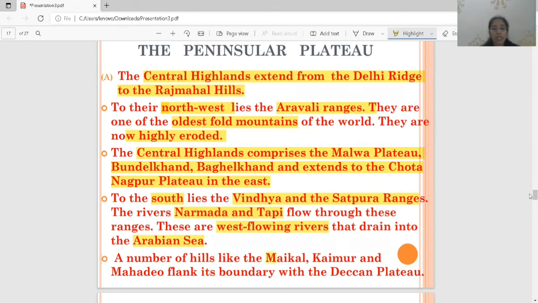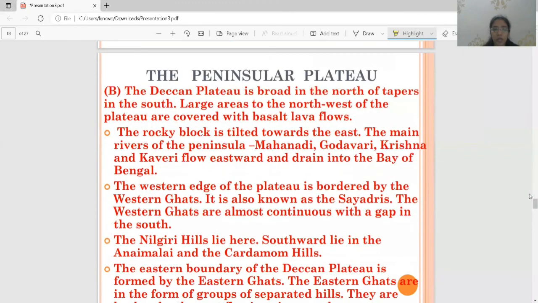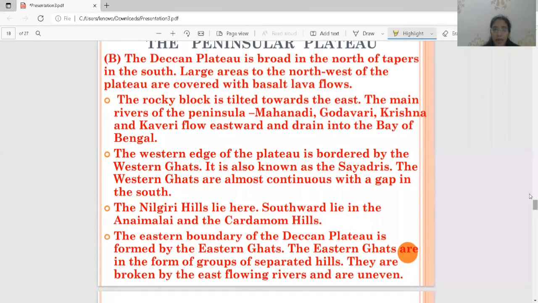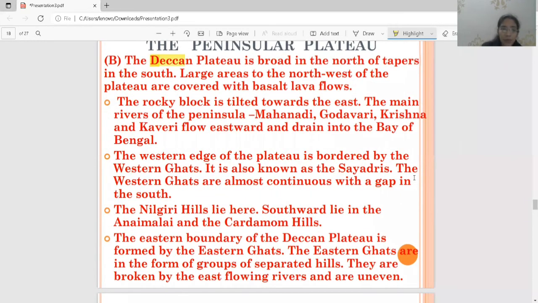A number of hills are there, beta: Mekai, Kaumar, Mahadoi flanks. They form the boundary of your Deccan Plateau. Now, if I talk about your Deccan Plateau, it is in the north and tapers in the south. After your Vindhya range, down is your Deccan Plateau.